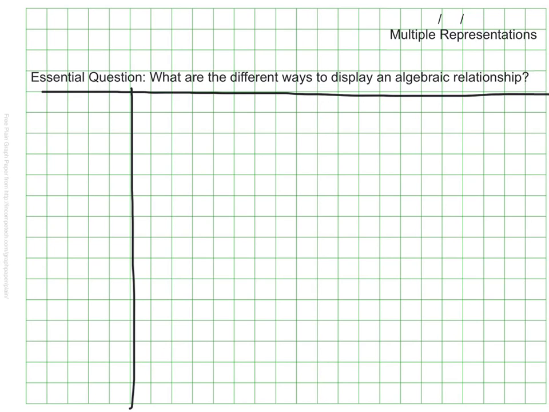We have been working with algebra this unit, and we have seen different ways to represent algebraic relationships. These relationships show us the connection between two variables, and they can be displayed in different ways. So let's look at a quick example of an algebraic relationship and just break down the different ways we could show that.